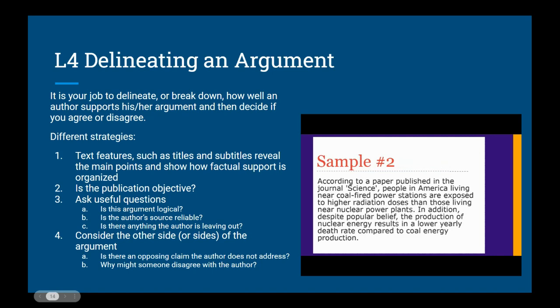Here's an example. It's a short paragraph that doesn't have a topic sentence. Instead, it has two sentences, each of which makes a claim. The first claim is that people who live near coal-fired plants are exposed to more radiation than those living near nuclear plants. The second is that nuclear energy production results in fewer yearly deaths than coal production. What these have in common are examples where nuclear energy is safer than coal-fired energy. In summary, the main argument of this paragraph, then, is that nuclear energy is safer.